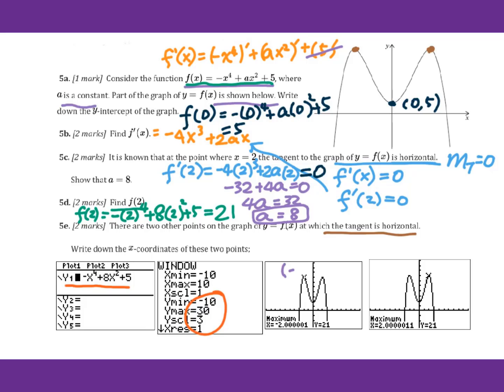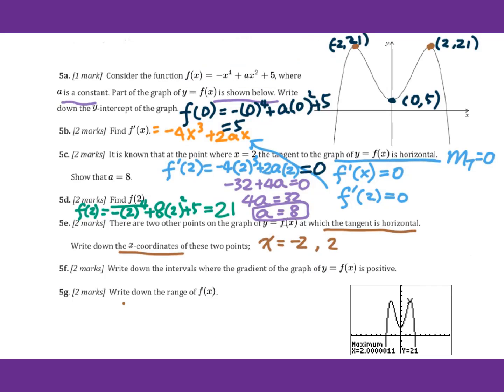This is at negative 2, 21. The other will be from here is at 2, 21. Therefore, the x coordinates will be negative 2 and 2.